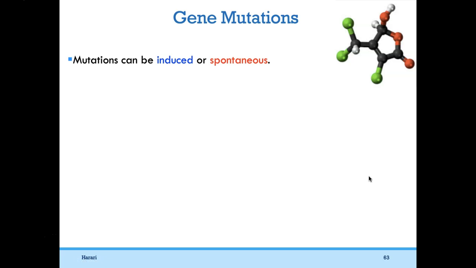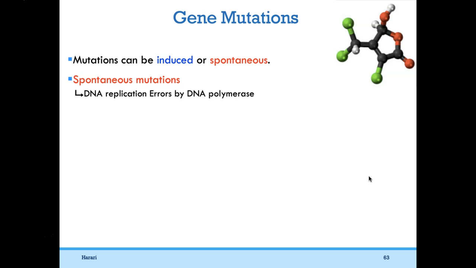Mutations themselves can be either spontaneous or induced. A spontaneous mutation is a mutation caused by a replication error by DNA polymerase. So when DNA polymerase makes a mistake, it's just spontaneous. It just happened to happen. So that could happen, of course, if there's a mistake that doesn't get corrected.